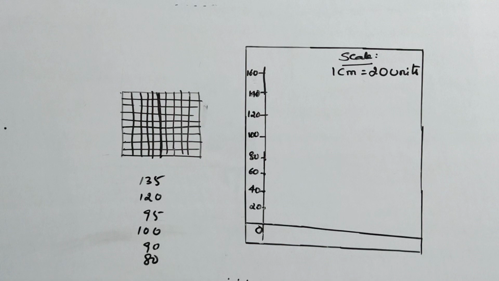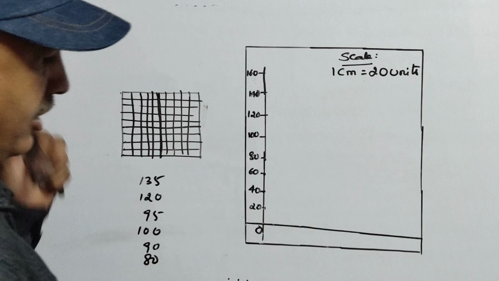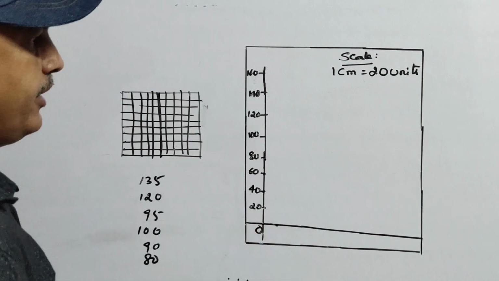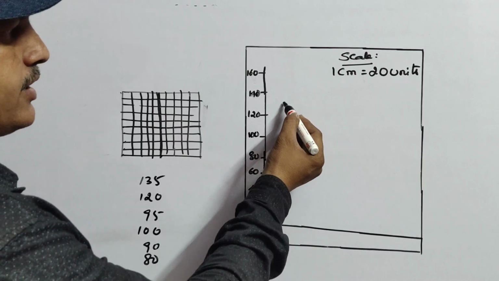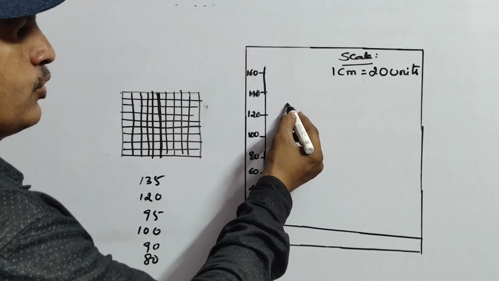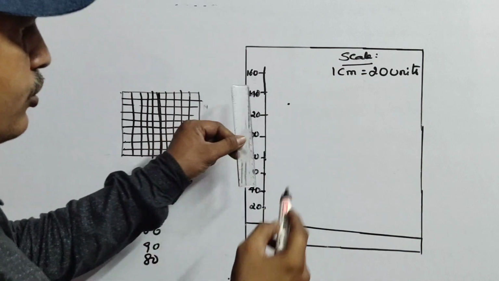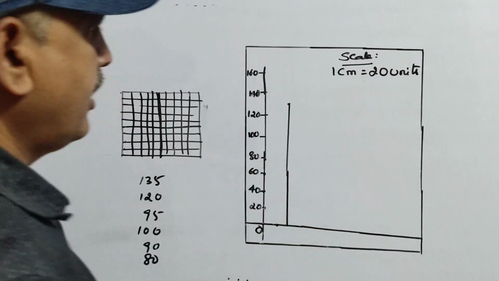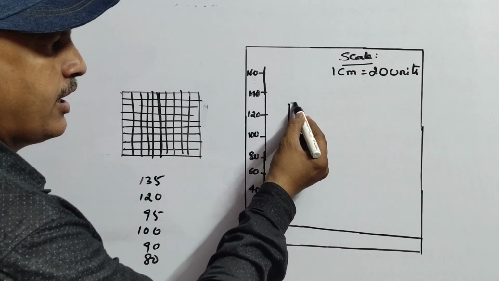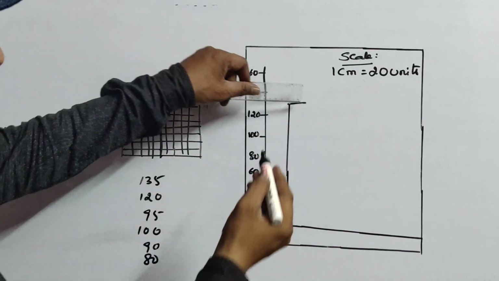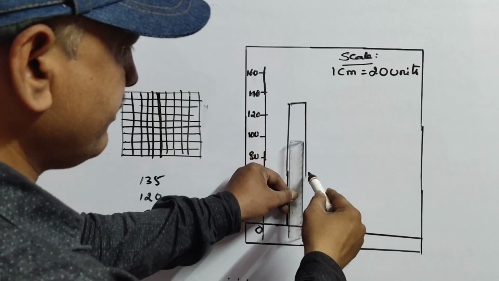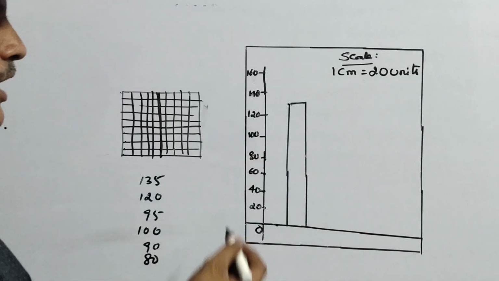Now 135. Where will 135 be? Just leave the first line and start from here. So this is 120, and at the center between 120 and 140, 135 will be here. Draw a straight line first like this on the graph, and here one line will be there. Just draw with a scale only, don't use freehand. Then join this one. So this will be 135.